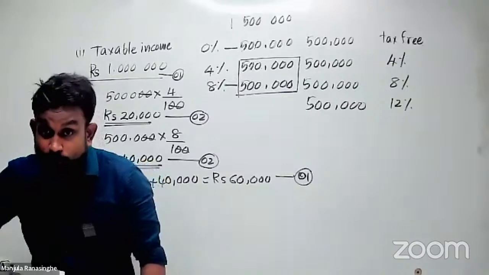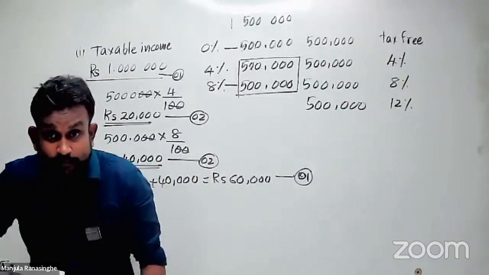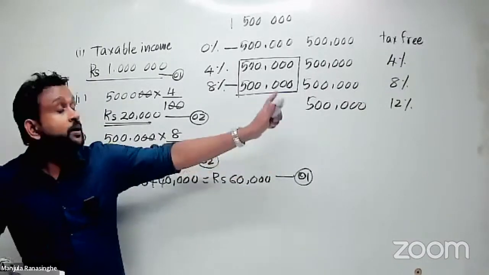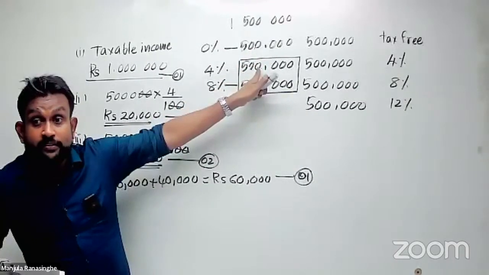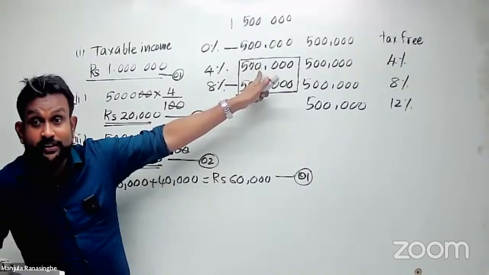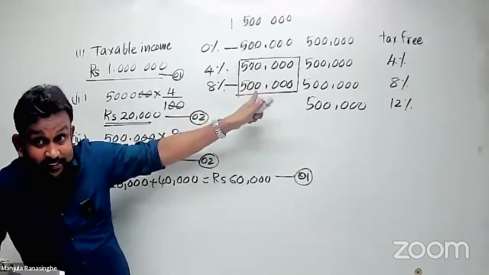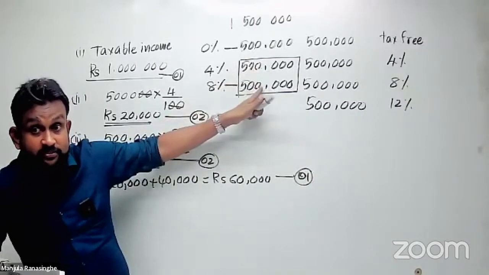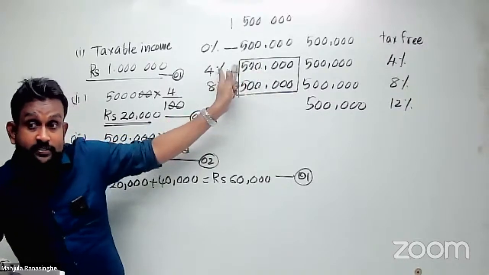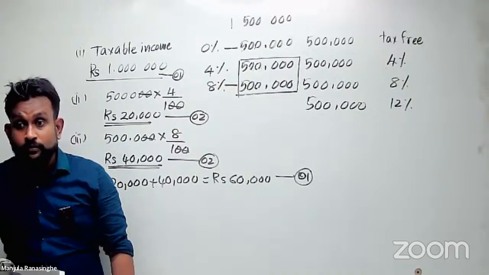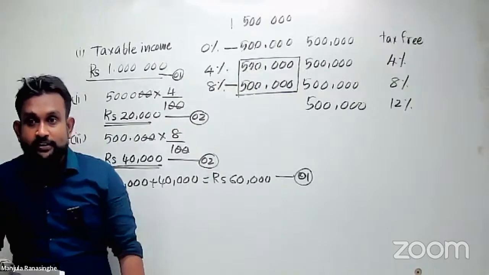No, but read the question. Tax is free for the first 500,000, yes, but they are asking from the taxable income, the first taxable income, the income tax. This is the taxable income. 1 million is the taxable income. Their first 500,000 is this one, as I mentioned. Okay, right, that is fine.